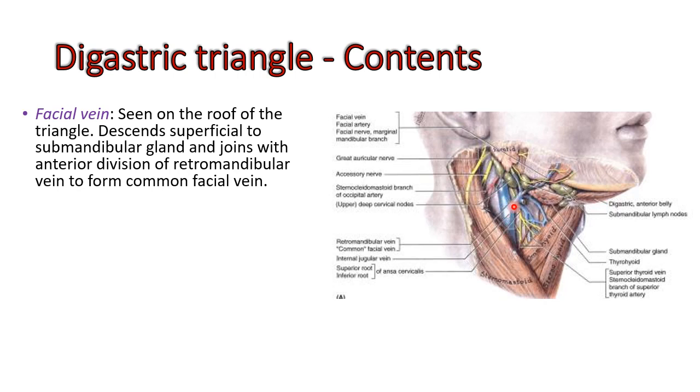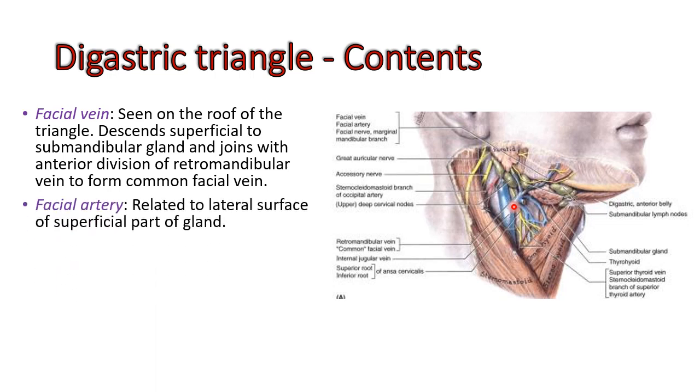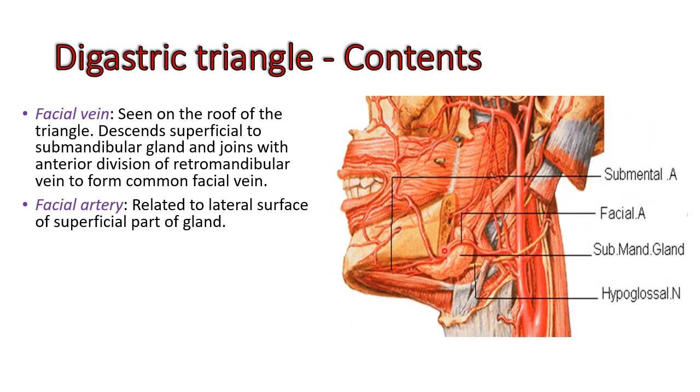Then the facial artery. The next structure is the facial artery, which you can see related to the lateral surface of the gland, because the lateral surface is resting on a fossa on the medial surface of the body of the mandible called the submandibular fossa. Now you are able to see the body of the mandible has been removed, so the gland is related to the submandibular fossa. This is the lateral surface of the gland which you are seeing. This is the inferior surface.